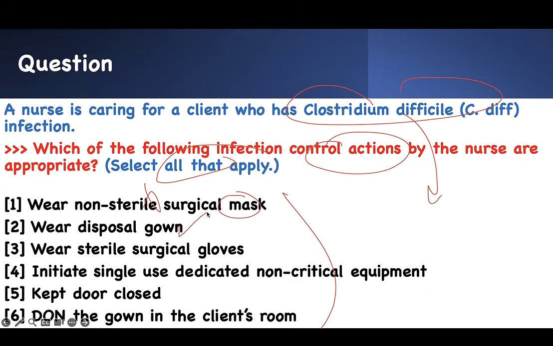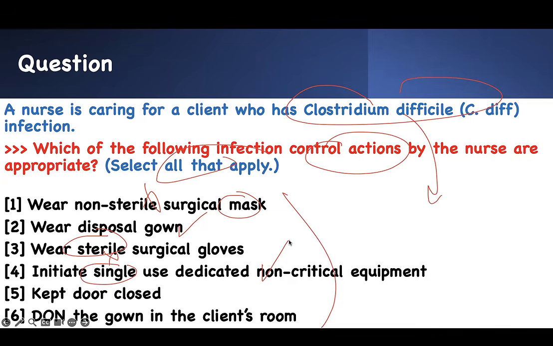Gloves, fine, but there's a word there, sterile gloves. That means you've got to look at all the answers and make sure there's no trap. I put it there. Wear sterile surgical gloves. You need gloves, but you don't need a sterile one. Therefore, it's wrong. Initiate single-use dedicated equipment. Anything that touches the patient is infected. Therefore, single-use is good.